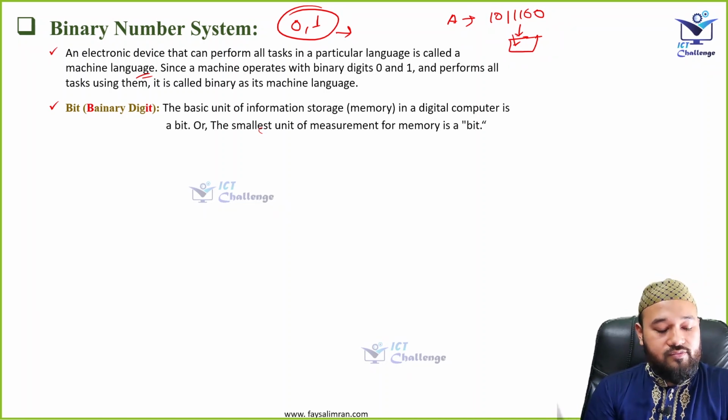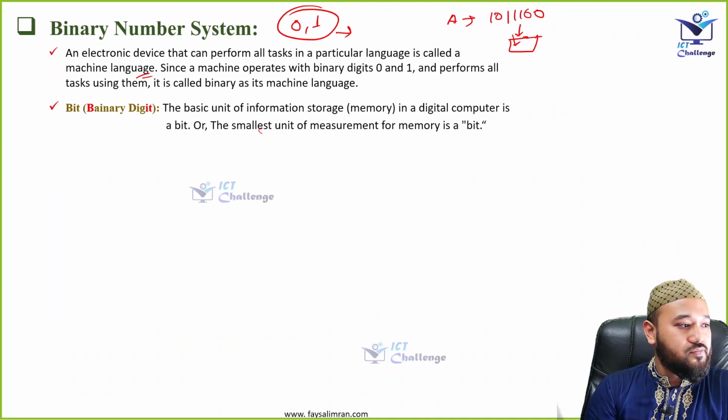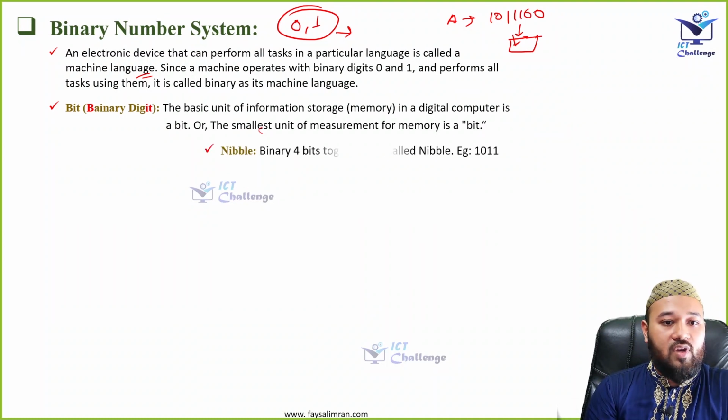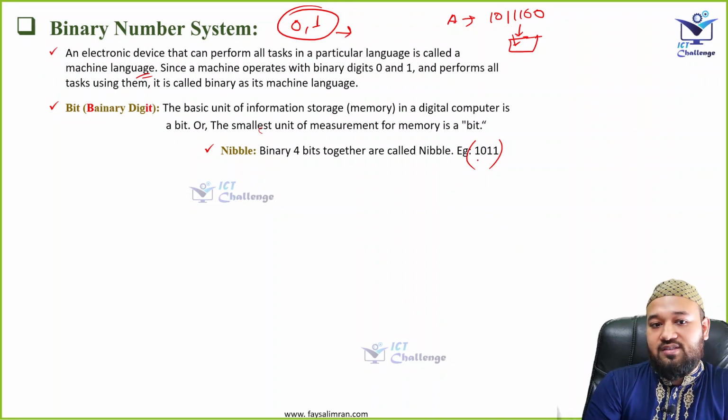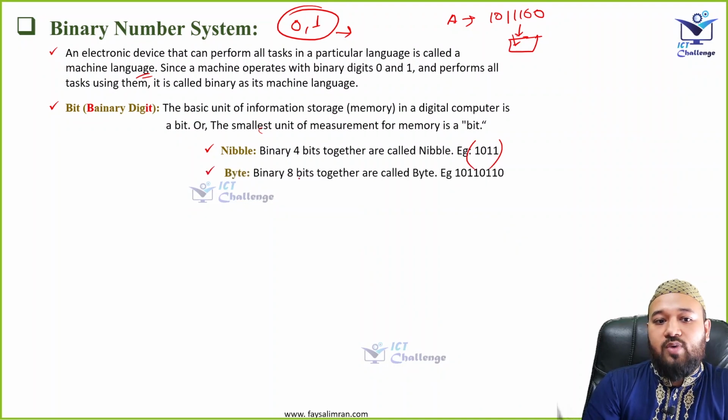Okay, do you understand? Yes, sir. Okay, what is a nibble? Binary 4 bits together are called a nibble. Example 101, and if 4 bits are placed together, that is called a nibble. What is a byte? Binary 8 bits together are called a byte. That means here 4 and 4 is 8 bits. If 8 bits are placed together, it is called a byte.